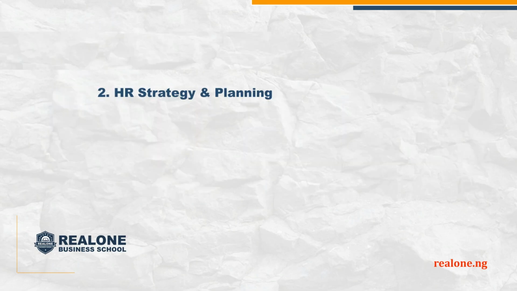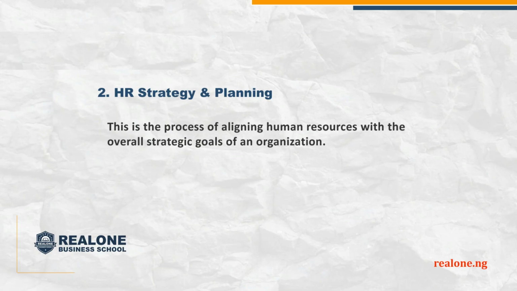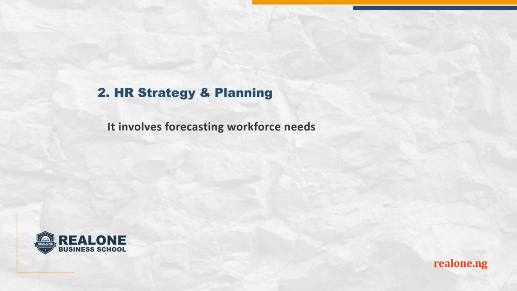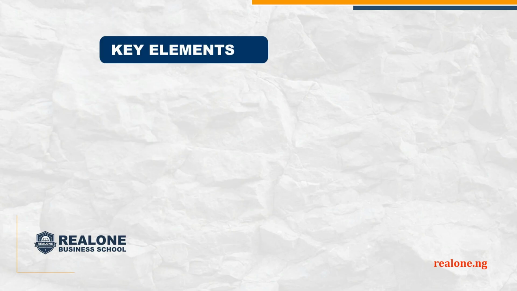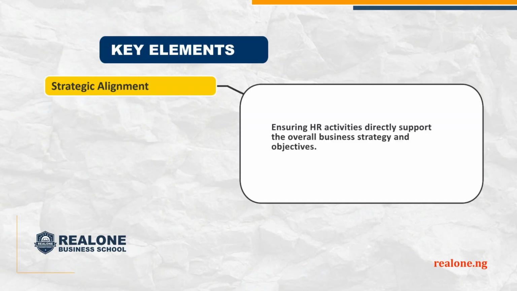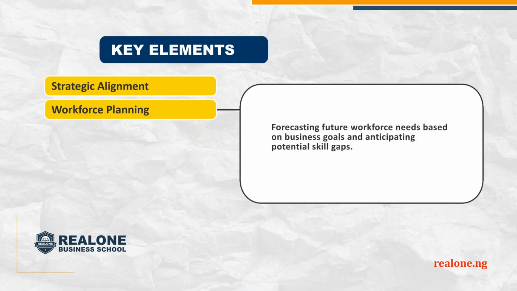Strategy and planning. This is the process of aligning human resources with the overall strategic goals of an organization. It involves forecasting workforce needs, developing plans for recruitment, training, and retention, ensuring that HR practices support the organization's long-term success. The key areas of HR strategy and planning include strategic alignment, ensuring HR activities directly support the overall business strategy and objectives. Workforce planning, forecasting future workforce needs based on business goal and anticipating potential skills gap.